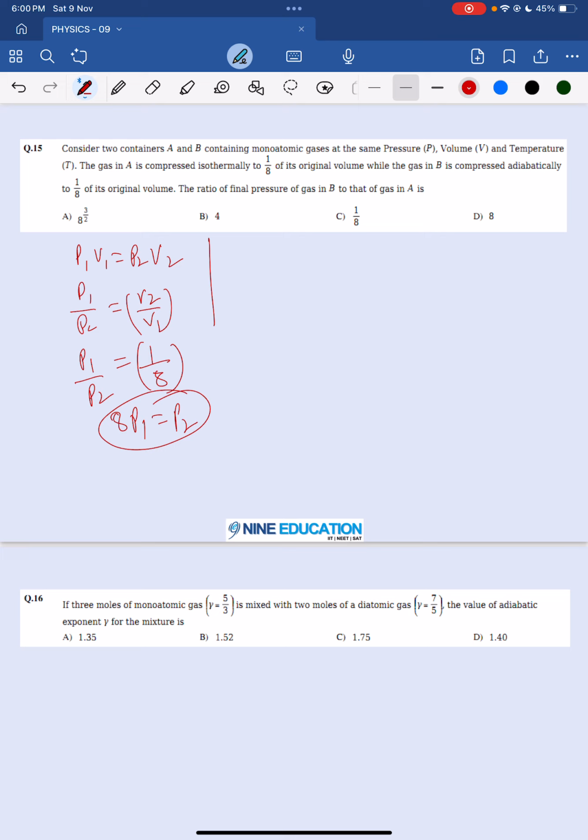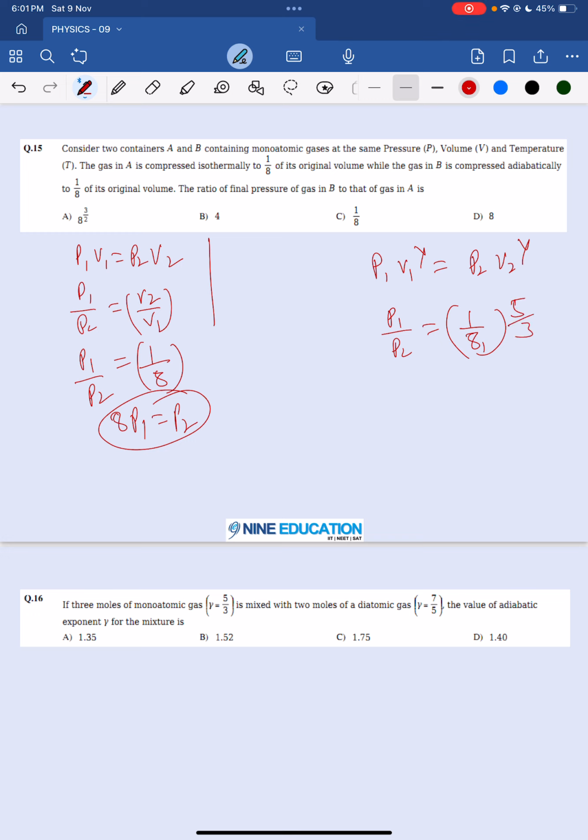Now they say the other gas B is compressed adiabatically to 1 by 8th of its original volume. So P1 V1 to the power gamma equals P2 V2 to the power gamma. And what kind of gas is it? Sir, it is a monatomic gas. Alright, bacho, so for the monatomic gas, P1 by P2 equals V2 by V1 to the power gamma, and again it is 1 by 8th this time. But what is the gamma here? They are asking us gamma, correct? They are asking the ratio of the final pressure of gas B to that of gas A, and we know that gamma is going to become 5 by 3.